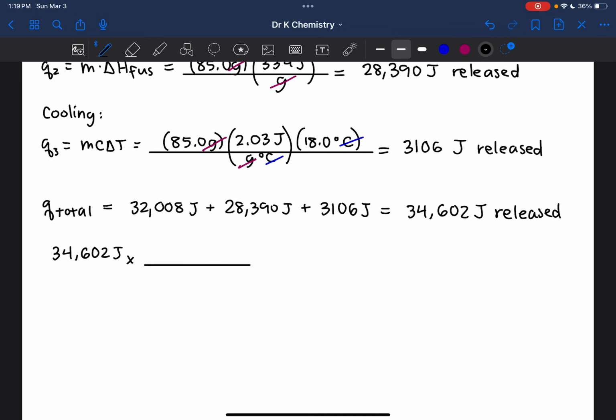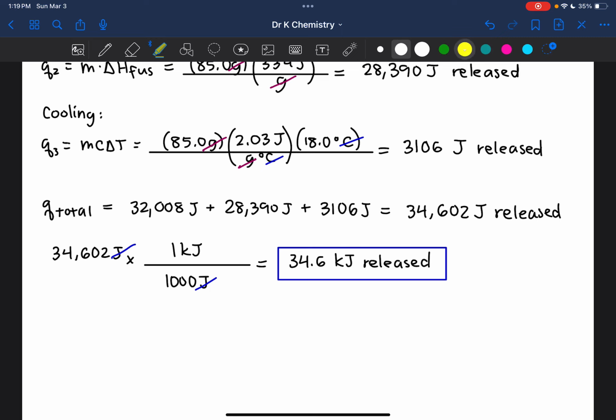So in 1 kilojoule, we have 1,000 joules, and we're putting joules in the denominator so that they can cancel out because we have joules up top as well. So joules in the numerator and denominator cancel out, and that gives us 34.6 kilojoules are released.